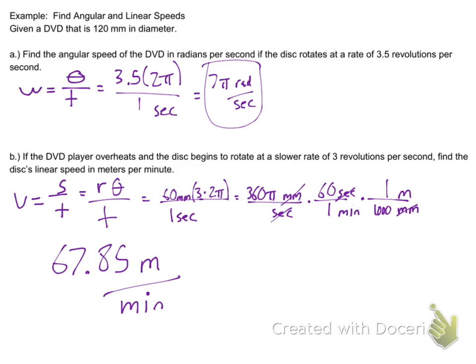67.85 meters. Well, think of this. I think a meter is bigger than a yard by about 3 inches. So therefore, that's over 67 yards in a minute.